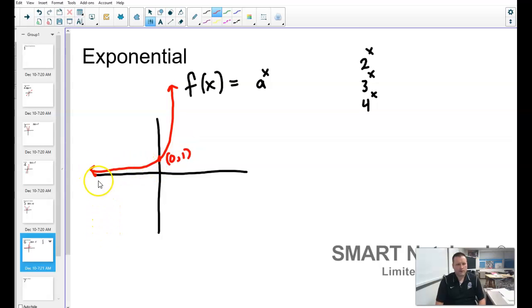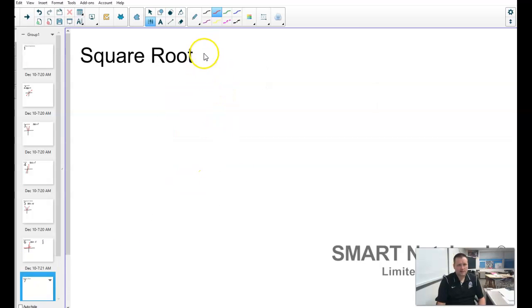It does go left forever. It never crosses this x-axis. That is your exponential. The difference between 2^x, 3^x, 4^x is just how fast this thing climbs, but it still goes through 0, 1 and that kind of stuff. And then the last two, we're going to talk about square roots.